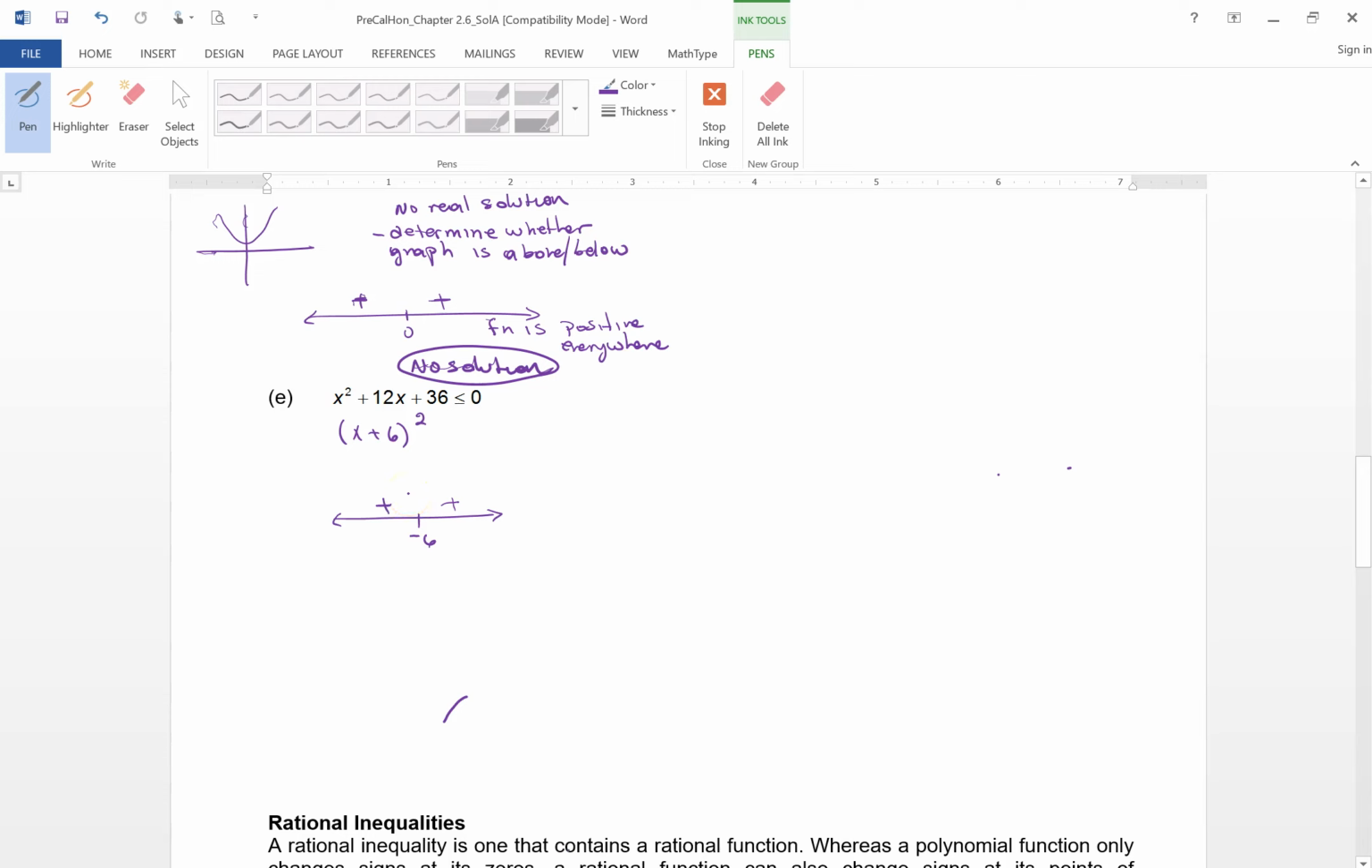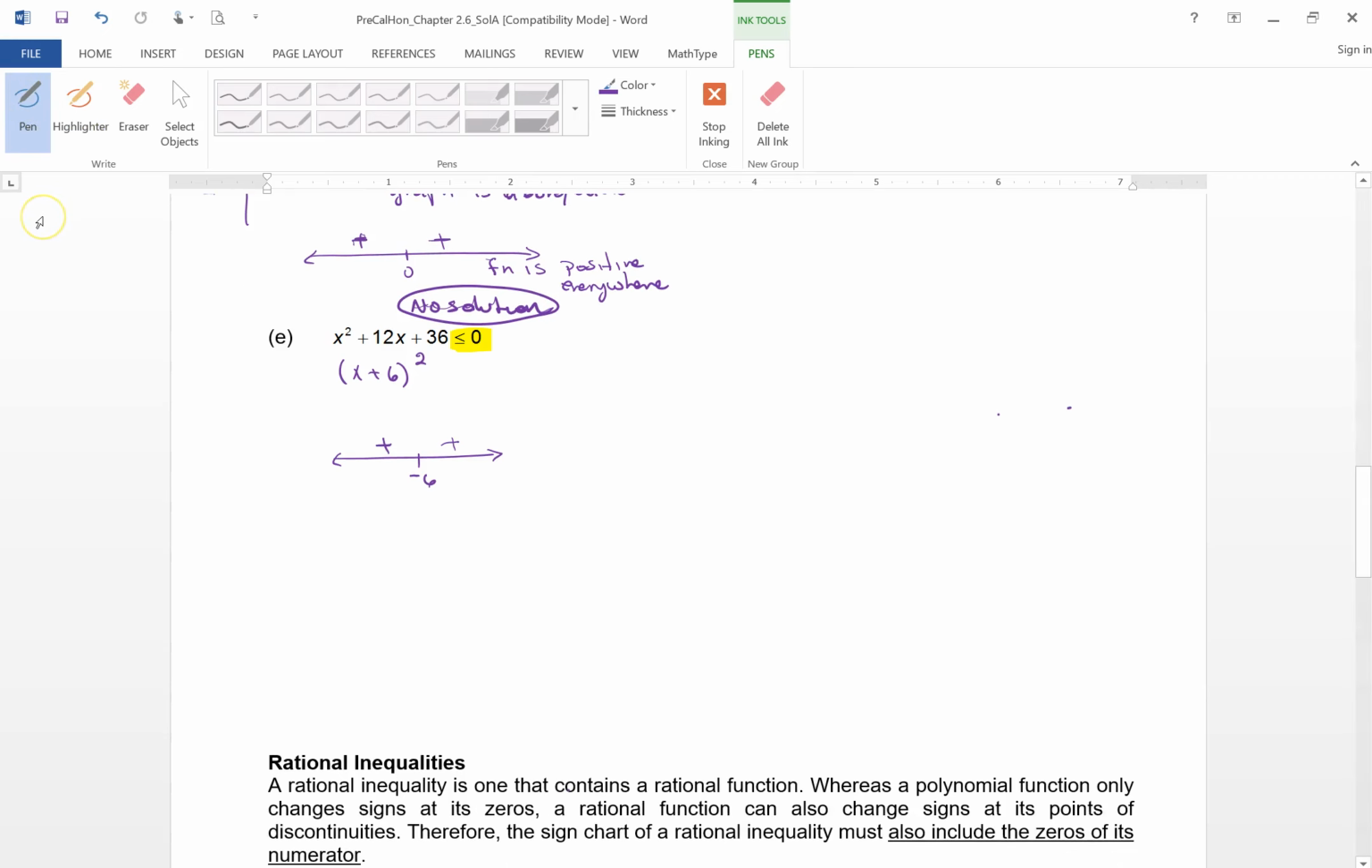All right? Now, what I want here, be careful: less than or equal to 0, right? Is the function ever less than 0? No. But it is possible for it to be 0, right? When is the function 0? At x equals negative 6. So the function is never less than 0, but at x equals negative 6, it is 0.